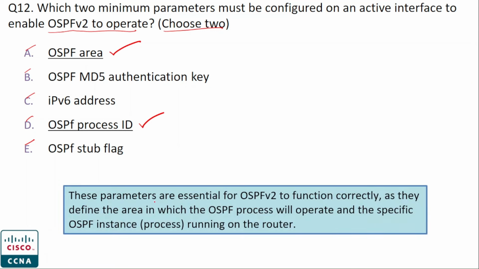So these two parameters are essential for OSPFv2 to function correctly, as they define the area in which the OSPF process will operate and the specific OSPF instance, the process, running on the router.